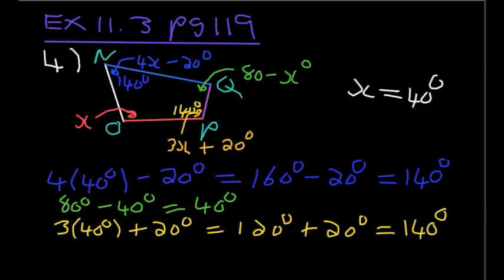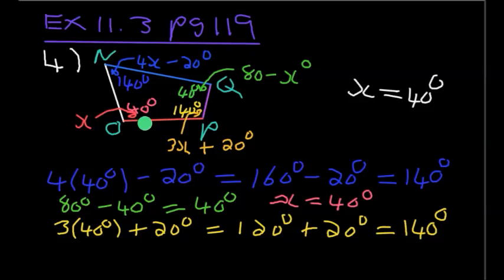And then we can go to the red angle. We know it's simply x, so we substitute x with the 40 degrees, and therefore that angle is 40 degrees. Going to the green one, we saw it is also 40 degrees.